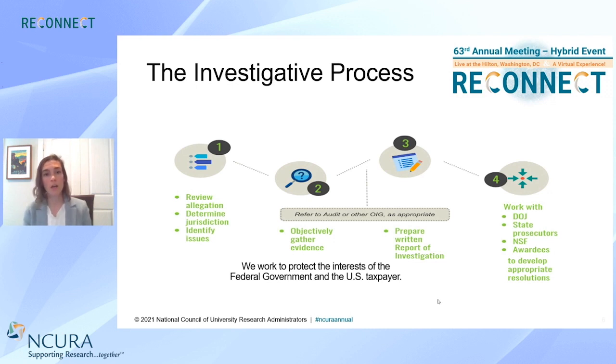And what does that look like? It's sending IG subpoenas. We do a lot of interviews. We talk to the program officer. We talk to anyone that might be involved. We review financial data. It really is dependent on the allegation what the steps look like, but we do objectively gather all facts and we document the findings in reports. And when it's appropriate, I should say, we work with the Department of Justice to bring the case to a logical conclusion. Not always do we work with DOJ, but that does sometimes occur.